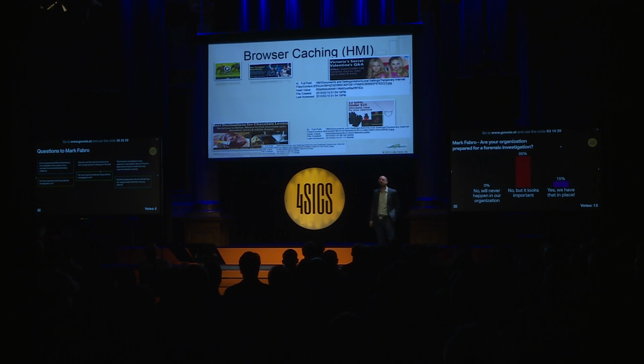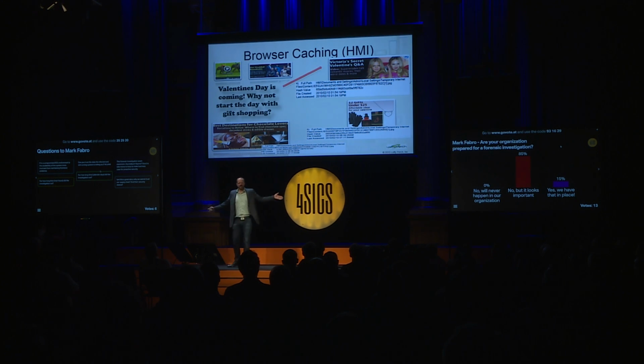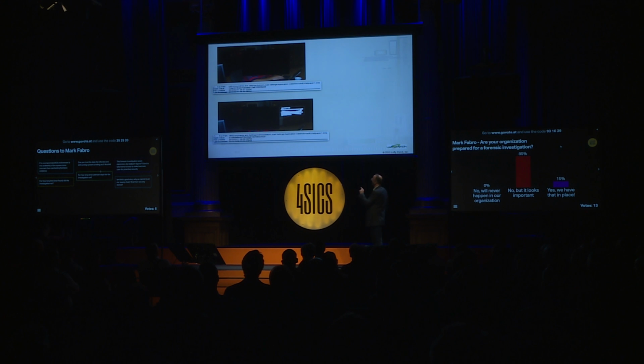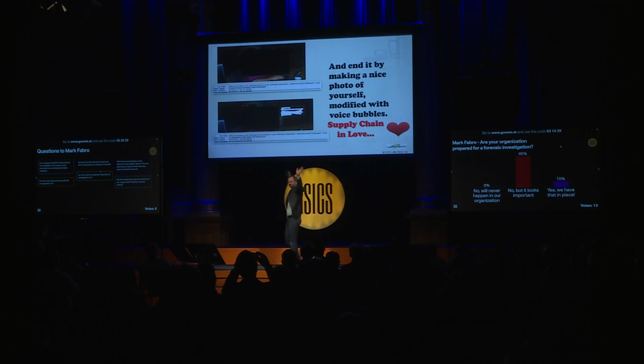Out of the browser cache on the server of what was the infected HMI, you can see the full path analysis in the HMI documents and settings, local settings, temporary internet files. Valentine's Day is coming. Someone building the system actually bothered to go out and peruse the internet, and perhaps more upsetting than that, they ended up off the iPhone. Somehow, someone had actually taken selfies of themselves and stuck that in the device as well. Supply chain and love.